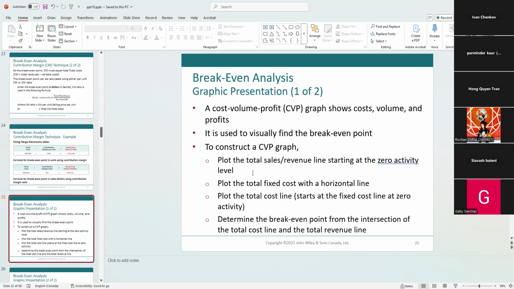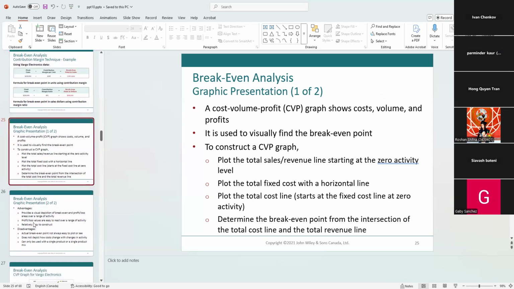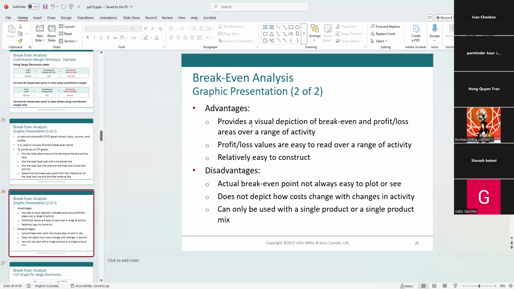So what drives the sales and variable cost? The same driver, number of units. That's what makes it so simple. Now let's see what the graph is going to show us. Which are the advantages of using this graph? You can see it right in front of your eyes, in the picture, where the break-even point is. And then you can understand where the area of the loss is and where the area for the profit is. And it's relatively easy to make.